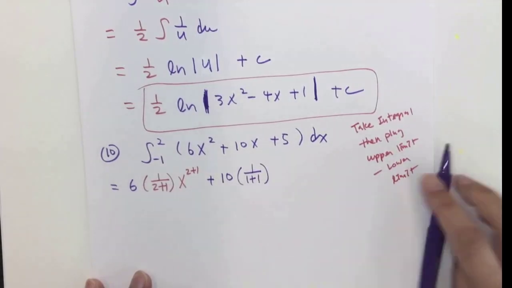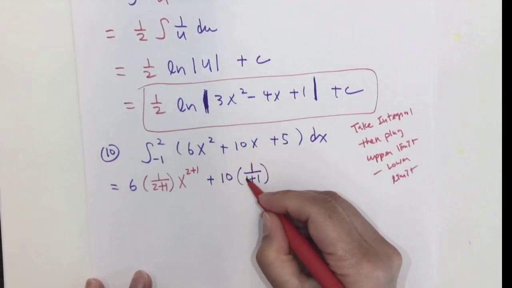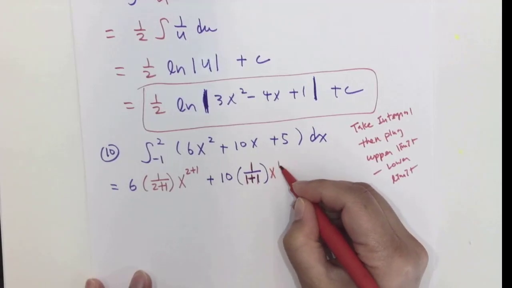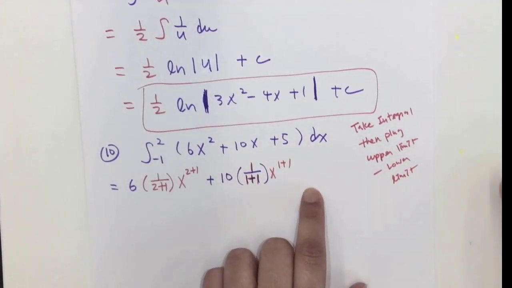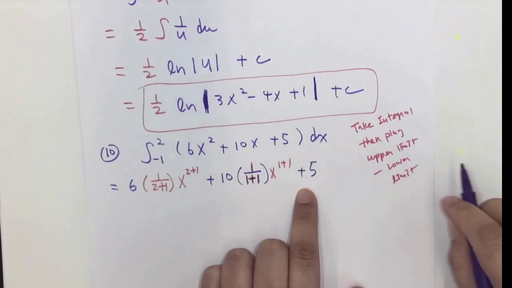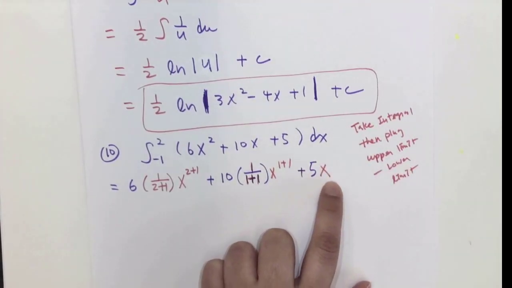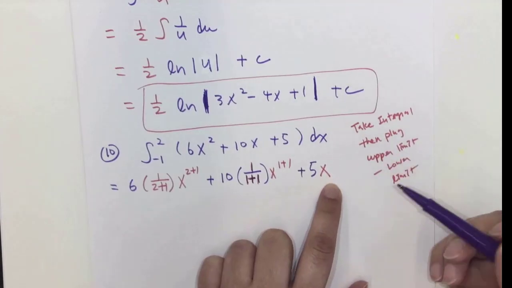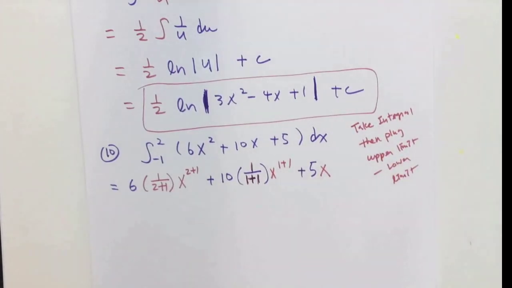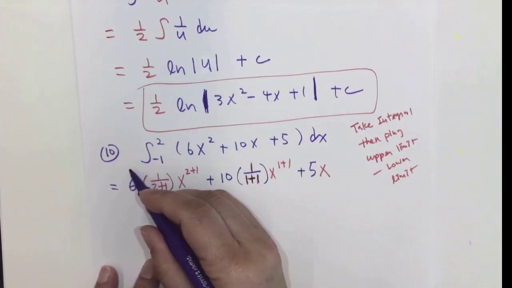1 plus 1, and then the x do the same thing, right? And then the 5 just need to do what? 5, stick a x there, that's it, okay? We can add a c, but because it's adding and subtracting, the c always gets canceled out for the definite integral. So if you don't want to mess with the c, that's fine.